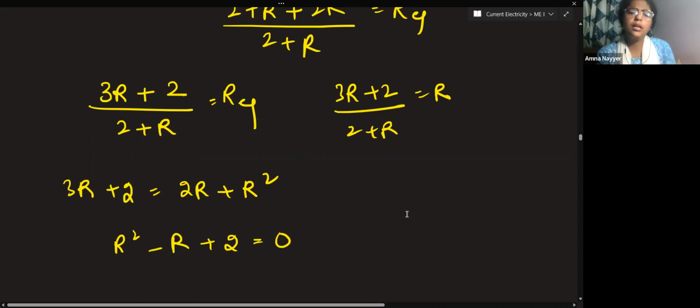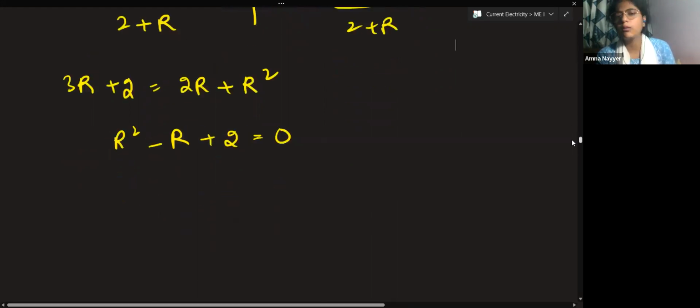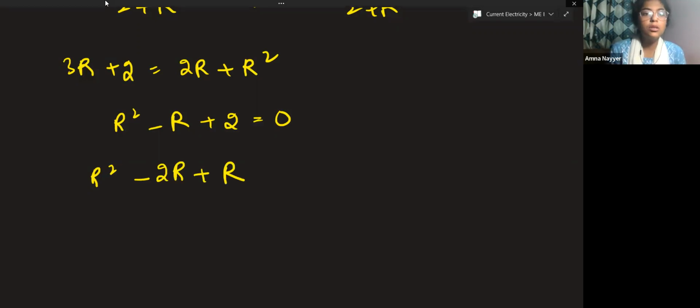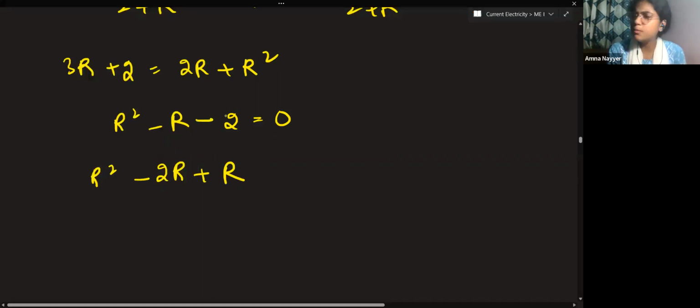Fine, class. Now this is a normal quadratic equation which you can solve to get the value of the capital R. So here it's also easy. This is R squared. This can be written as minus 2R and plus R. This also will be minus. See, this question got solved with the help of normal splitting the middle term.